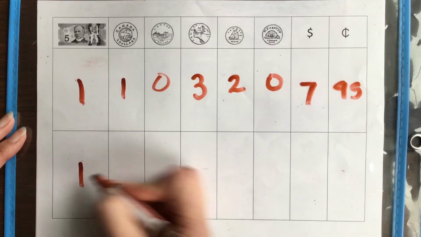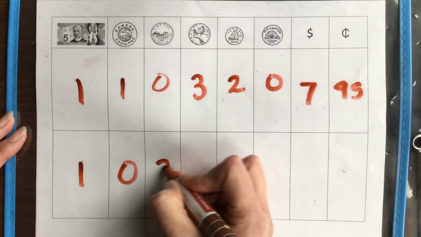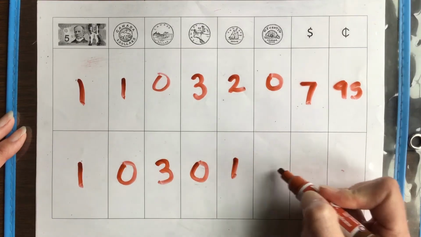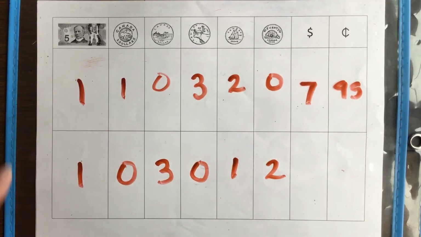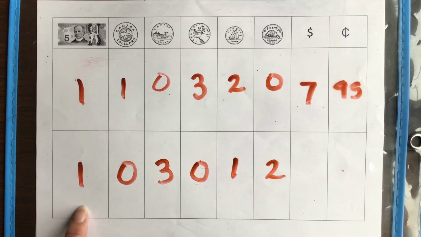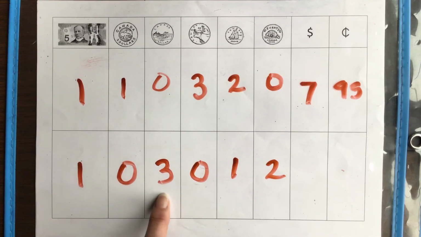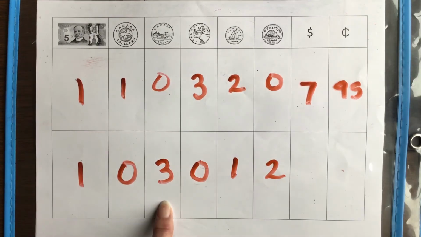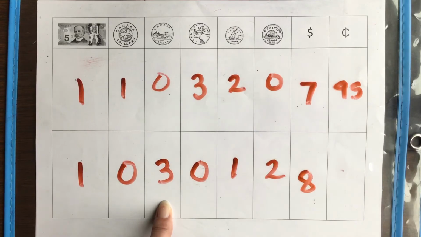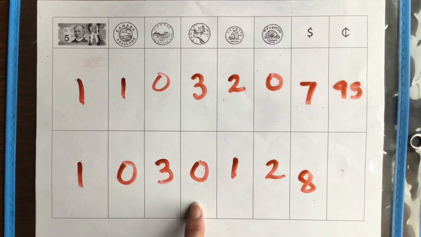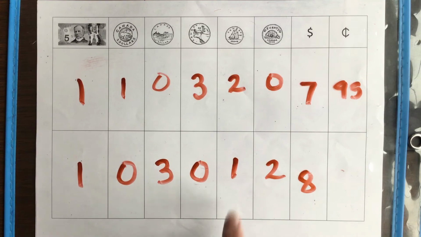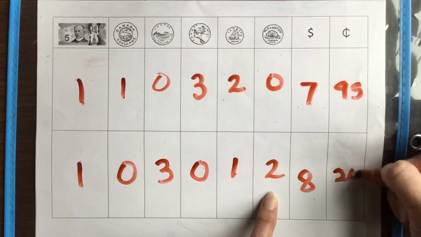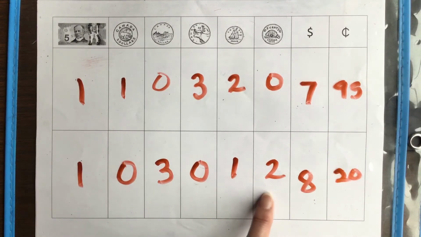What if I have 1 5, 0 toonies, 3 loonies, 0 quarters, 1 dime, and 2 nickels? Okay, this means I have one $5 bill, 0 toonies, and 3 loonies. So let's add that up. 5, 6, 7, 8. So my dollars is $8. I have 0 quarters, but let's count our dimes and nickels. 10, 15, 20. Did you see I counted by 5 twice for this category?